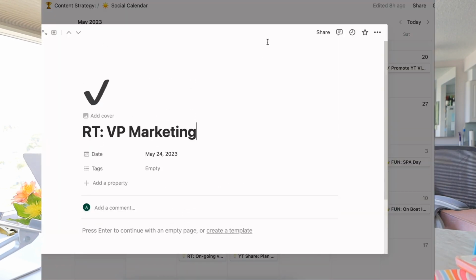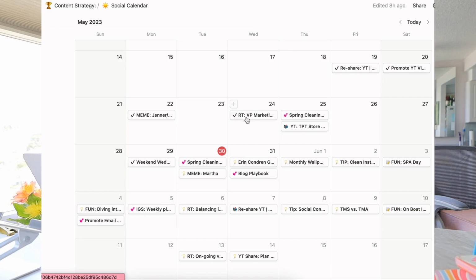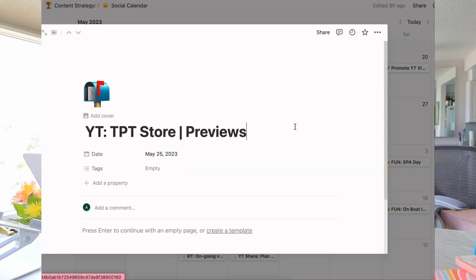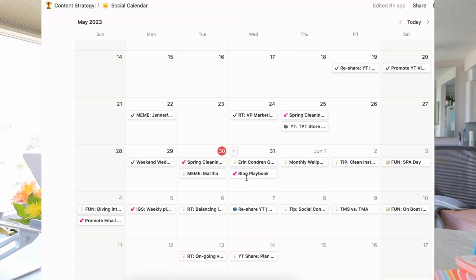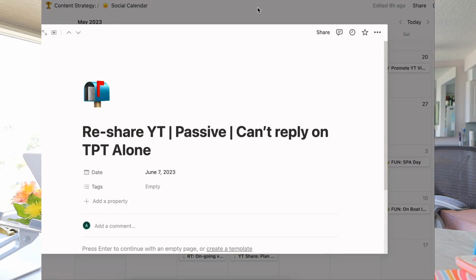What I have right now is a content calendar, and I have little emojis that stand for: is it just an idea? Is the caption written? Does the picture still need to be taken? Or is it already in my drafts ready to go? And the goal is to have everything for the week ready to go.